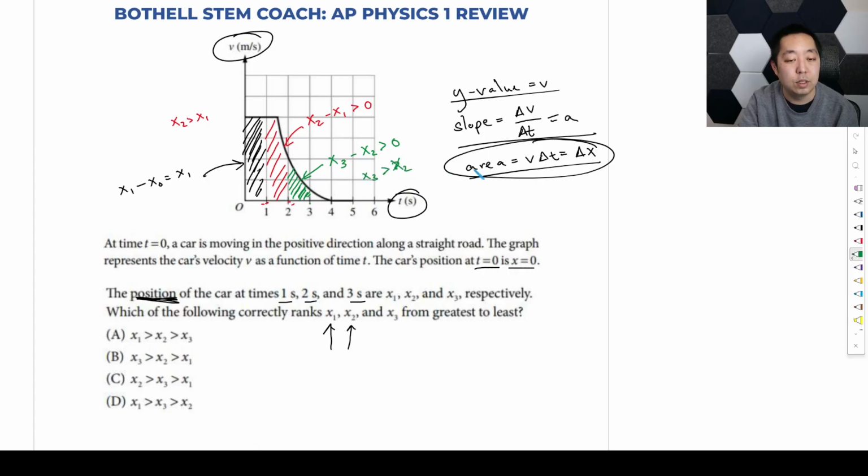So therefore, another way to think about it is the velocity. The y value is positive the whole time. He's moving to the right. So that means he's just going to keep getting further and further along. So it's going to be x3 is greater than x2 is greater than x1.